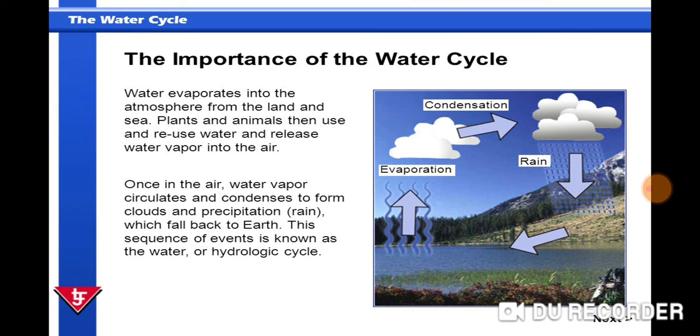And the basic steps are evaporation, condensation, precipitation. These are the basic 3 steps of the water cycle, or the hydrological cycle. And this is how the water is balanced among different areas of the world through cloud formation, precipitation, etc.